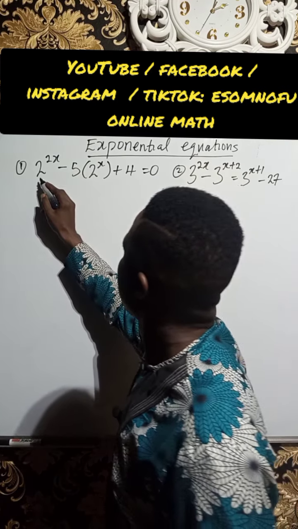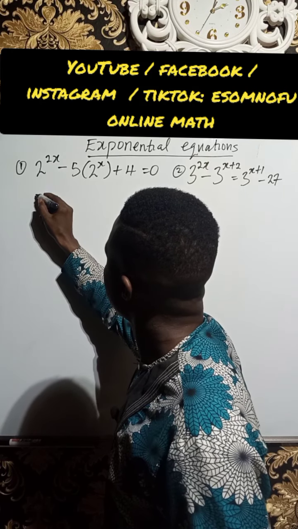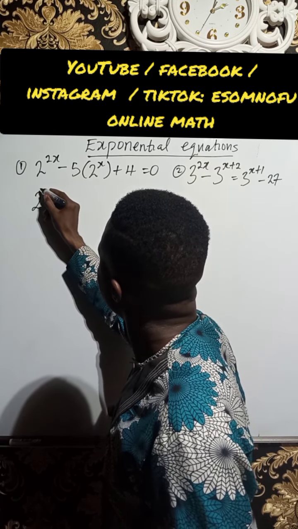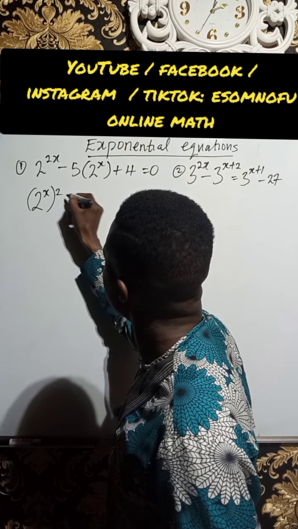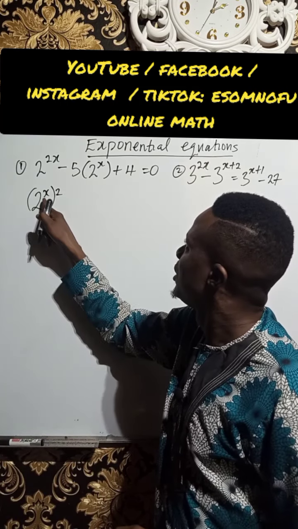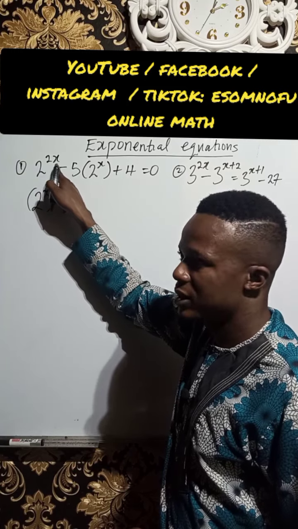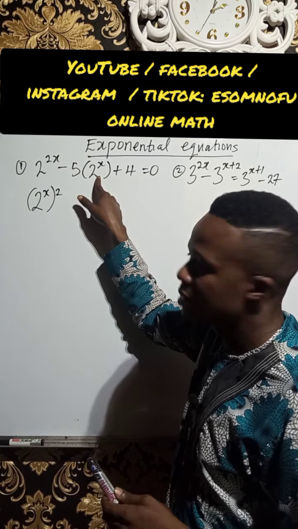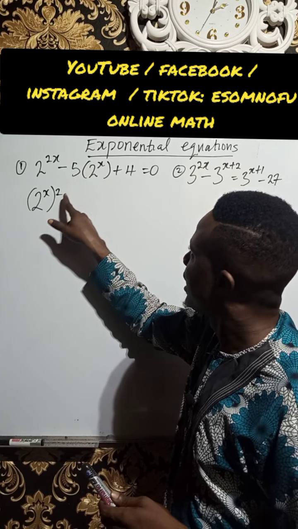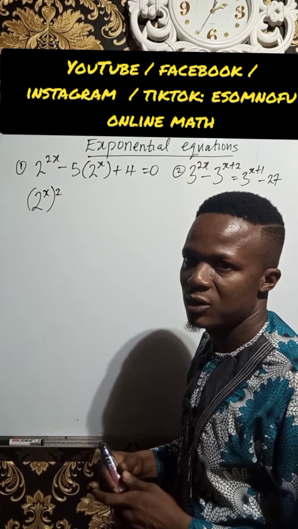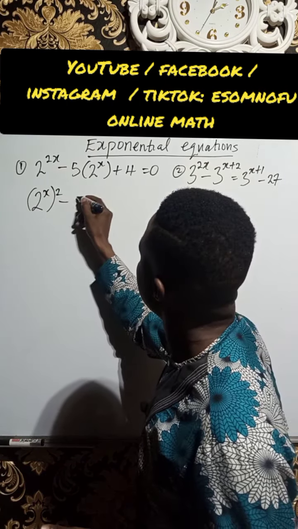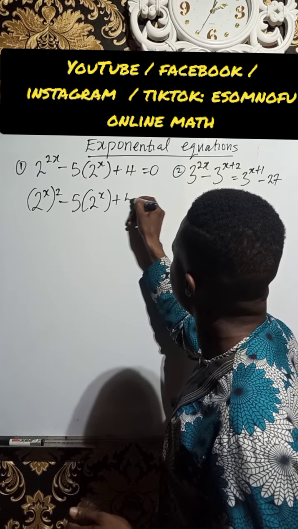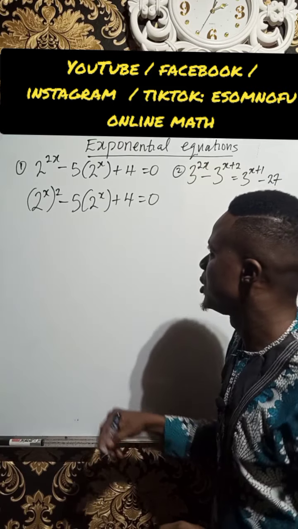For this one where you have 2^(2x), do you know you can still call it (2^x)^2, like this, because they are still the same thing. When x multiplies 2, you still get 2x. The reason I did this is that I want to obtain something uniform with this term here. That is why I separated the 2 from the x so that they will be uniform. Then minus 5 × 2^x + 4 = 0.